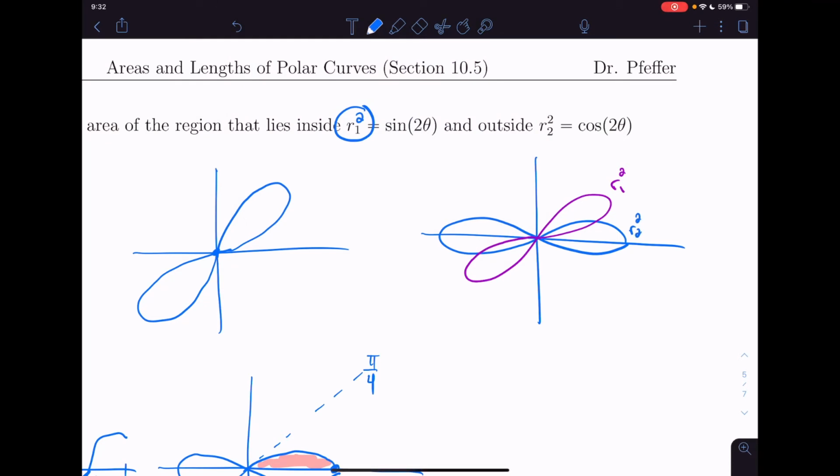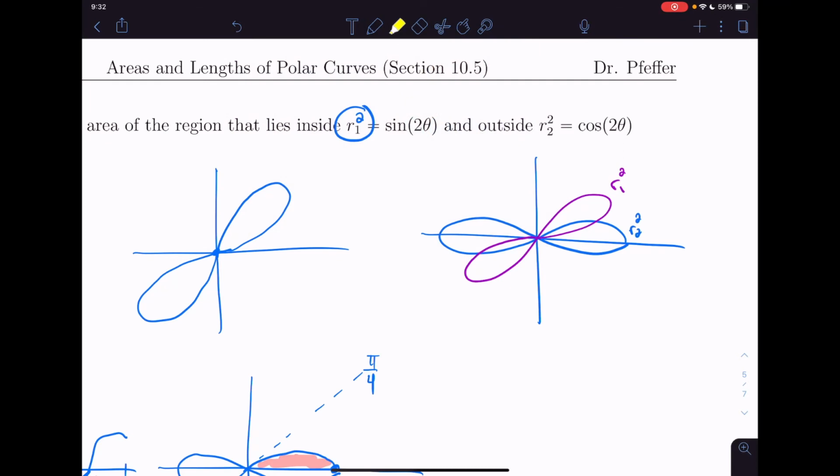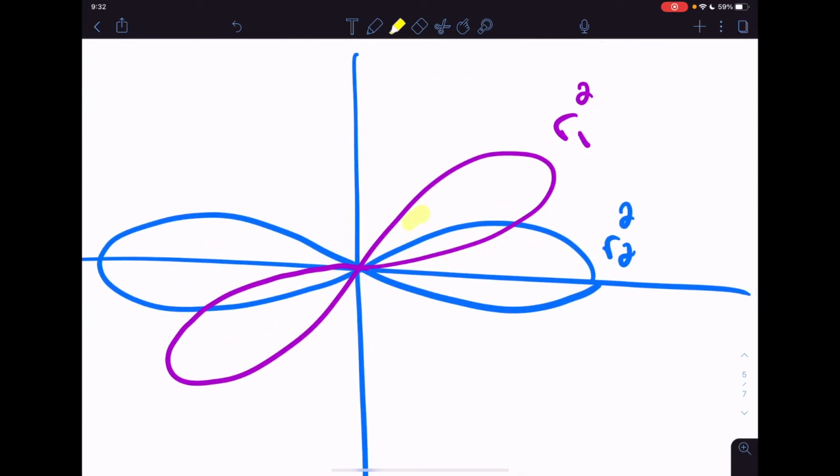And I'd like to know the area of the region that lies inside the diagonal lemniscate but outside the flat lemniscate. And we see here, if I shade this in yellow, what I'm asking for is the area of this region. I'm inside the diagonal lemniscate, but I am outside of the horizontal lemniscate. And the same thing is true over here on the right as well.